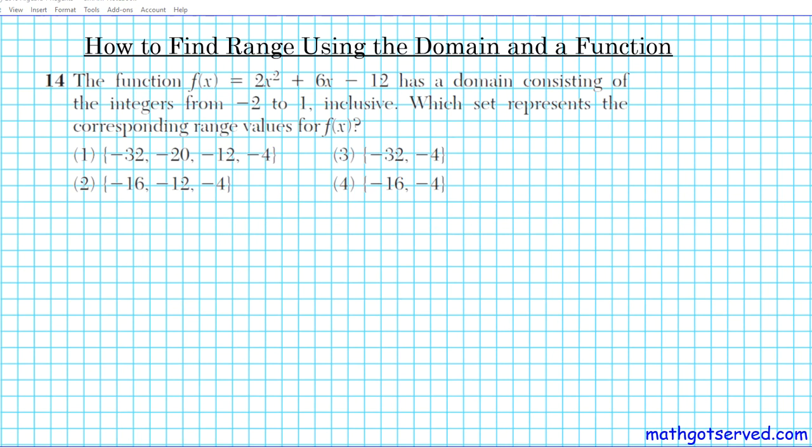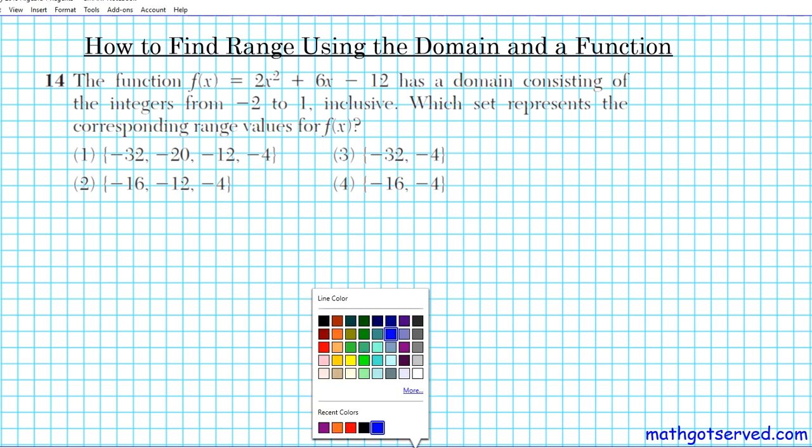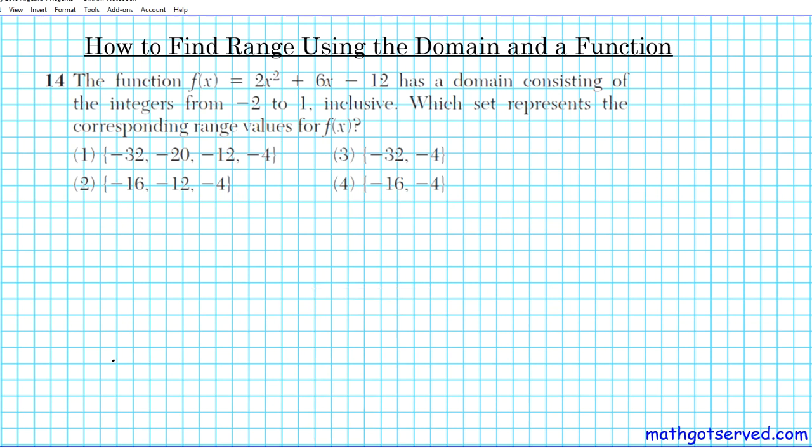Alright, let's take a look at question number 14. In question 14, we're going to be learning how to find the range of a function using the specified domain and the function in algebraic form. Okay, the question reads, the function f of x equals 2x squared plus 6x minus 12 has a domain consisting of integers from -2 to 1 inclusive. So basically we include the endpoints. Which set represents the corresponding range values for f of x?